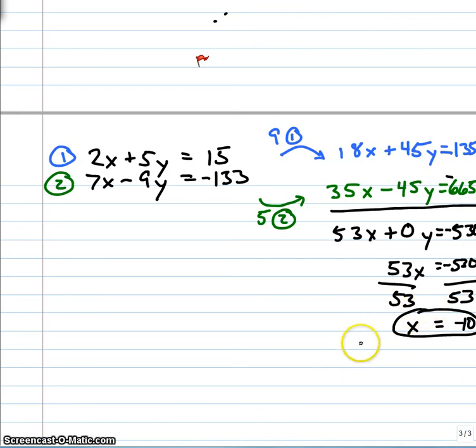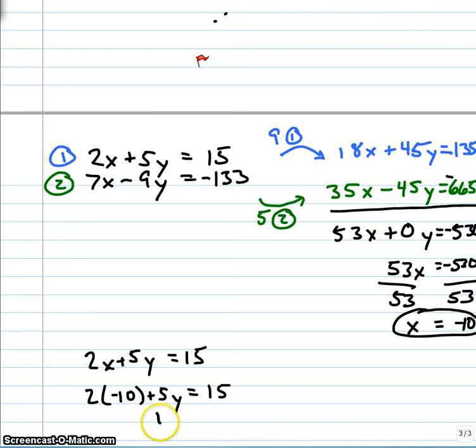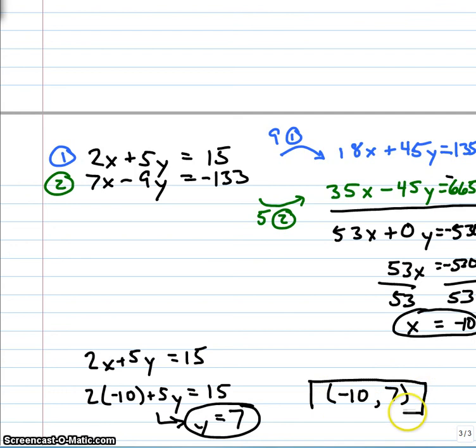And now, if I plug this back in, 2x plus 5y is equal to 15. If I take this x, plug it in here, I get 2 times negative 10 plus 5y equals 15. If I solve that, I do end up getting that y is equal to 7, like it's supposed to. So here again, I circle both parts of my answer, and I get the point negative 10, comma 7. Box around that. So it doesn't matter if I make x drop out or make y drop out.